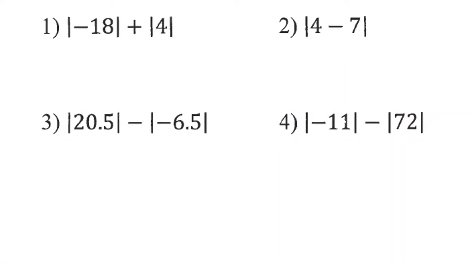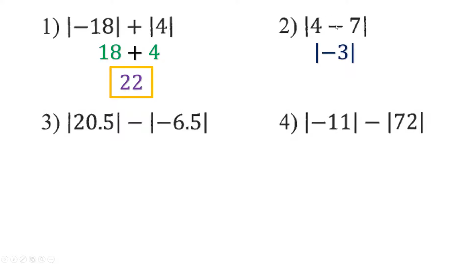And then I would recommend, if you're using pencil, to try 1 through 4 first, and then watch the video to see how you did. So the absolute value of -18 is positive 18. The absolute value of positive 4 is 4. 18 plus 4 is 22. On this one, you simplify inside the absolute value symbols first. So you get 4 minus 7, which is -3. The absolute value of -3 is positive 3.